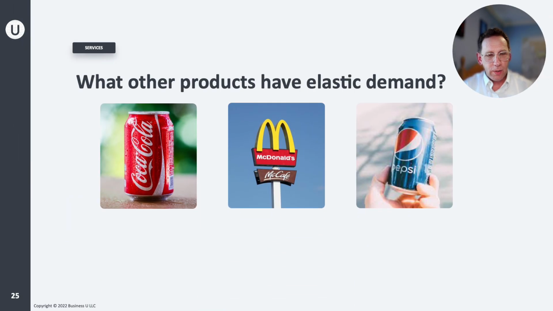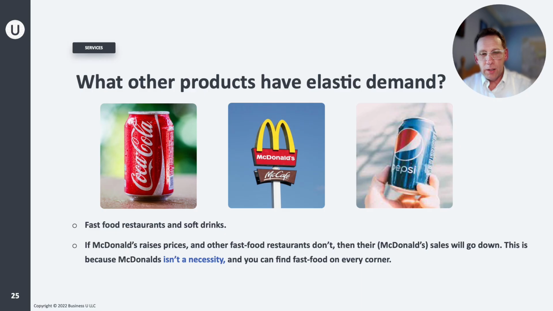Now, what other products might have an elastic demand? Well, think about these three things. Fast food restaurants and soft drinks typically have an elastic demand. If McDonald's raises its prices and other fast food restaurants don't, well, then McDonald's sales are going to go down. Because fast food, McDonald's, isn't a necessity. You can find a competitor on any other corner. Okay, you can go someplace else.